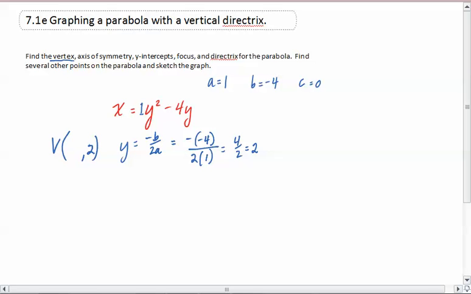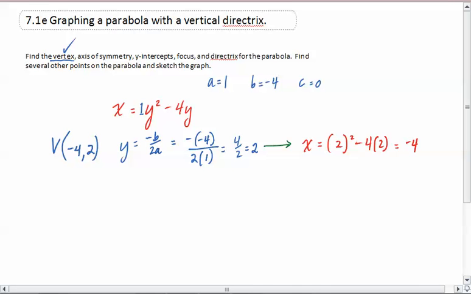So now we're going to put that in the original equation and find out what x is. So we have 2 squared minus 4 times 2. And what does that give us? -4? Okay, so we'll put that back over here. So my vertex is (-4, 2). Check. Right?